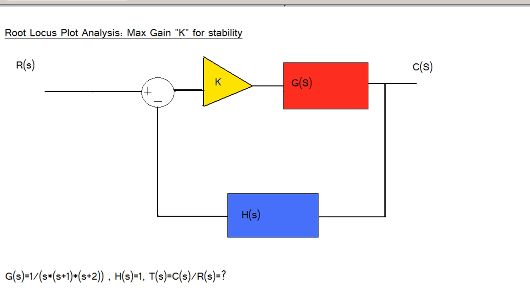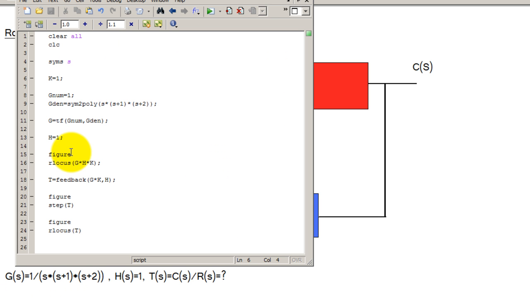So if your system is different, simply modify the values for g and h that I have here. And that's it for this video.